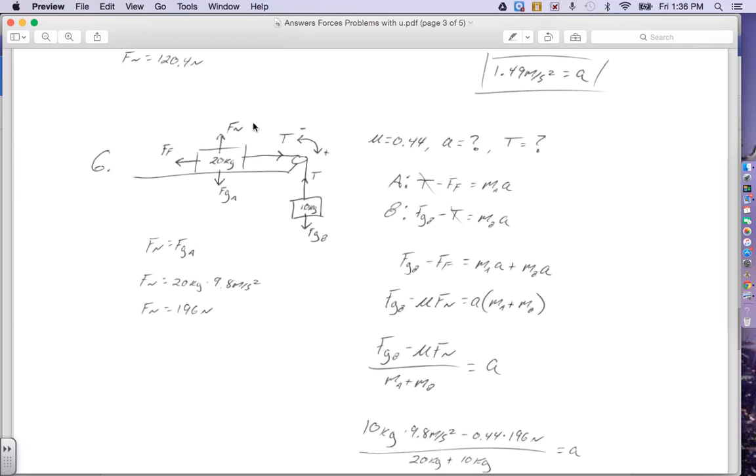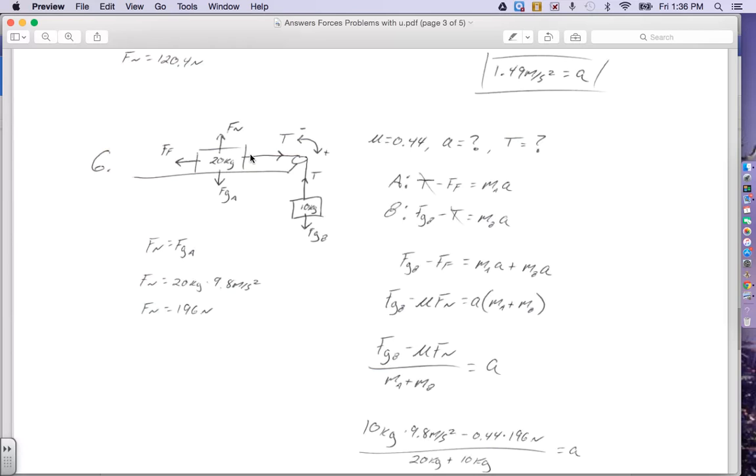So I need to find what the normal force is so that I can find the force of friction so I can actually solve for the acceleration of this thing. Now the normal force is up, gravity is down. We know it's not accelerating up and down, so they're equal to each other. So normal equals gravity, which is mass, 20 kilograms, times 9.8 meters per second squared. So my normal force is 196 newtons.